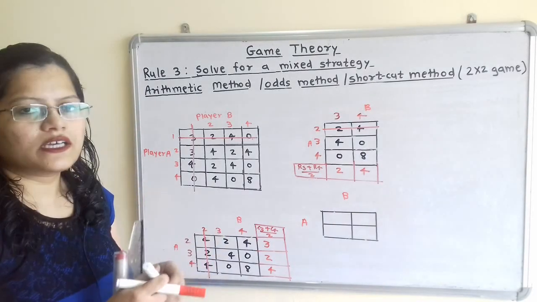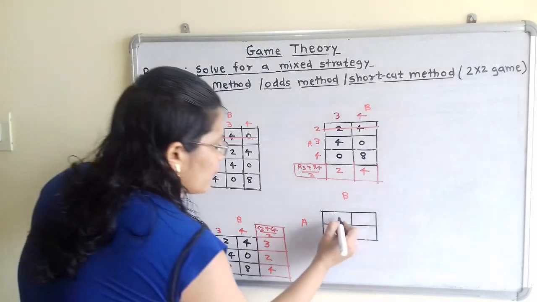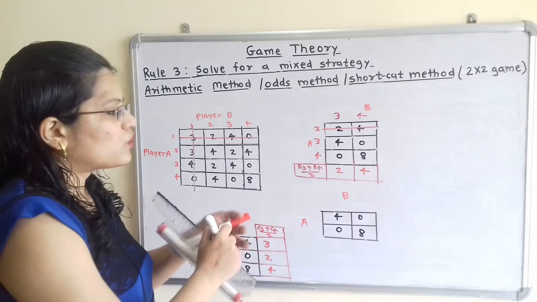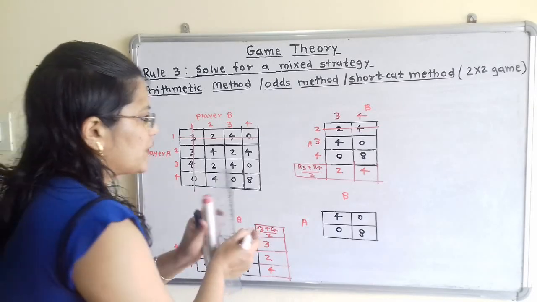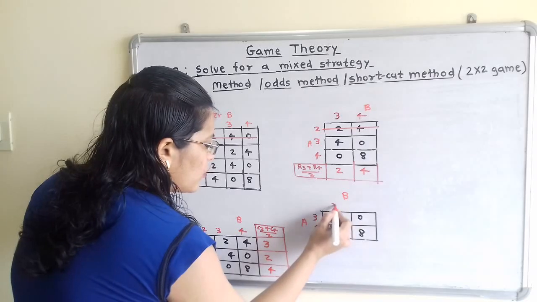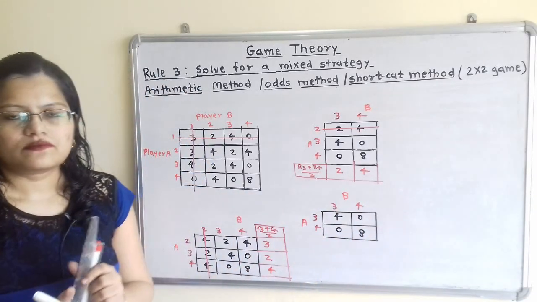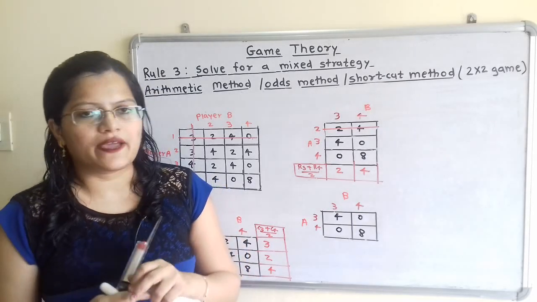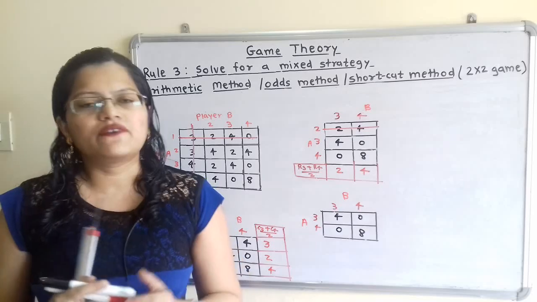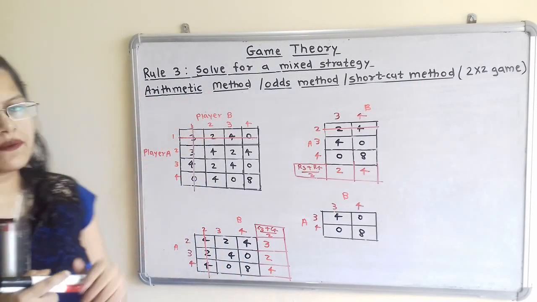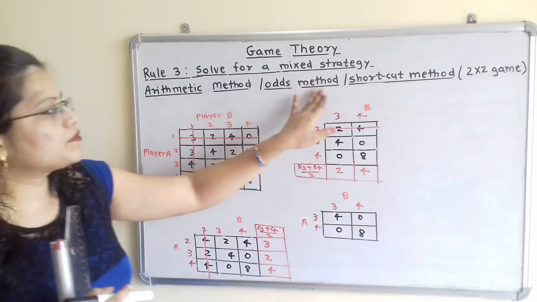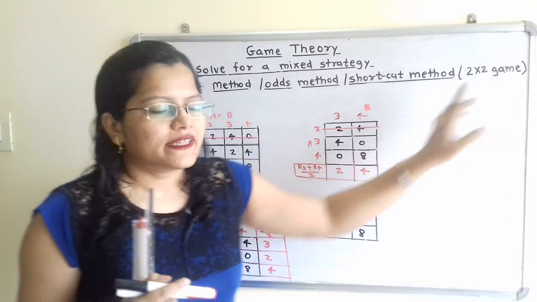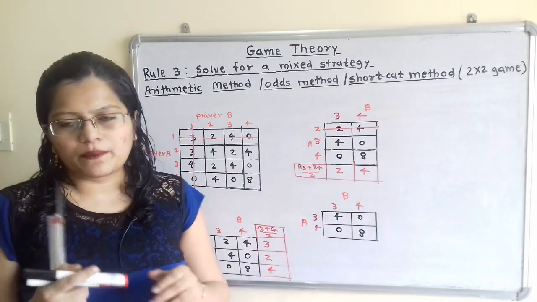Now we will write the remaining elements. So I will write here 4, 0 and 0, 8. We have to mention the row and column numbers also. So here is row 3, 4 and column also 3 and 4. Now we have to find out the strategies as well as the game value. Here we will use the first method, that is the arithmetic method. It is also known as the odds method or shortcut method, and it is applicable for a 2 by 2 game. That means 2 rows as well as 2 columns.